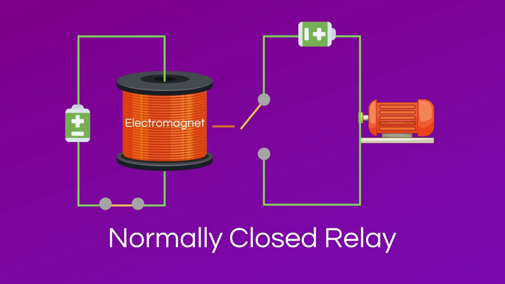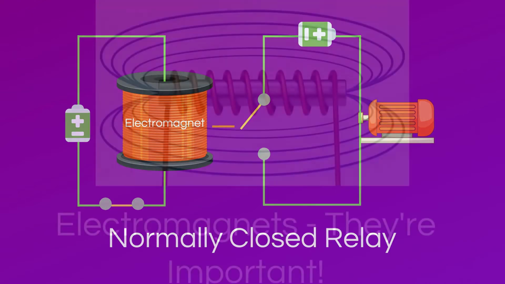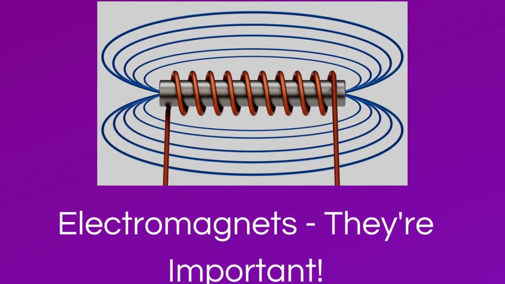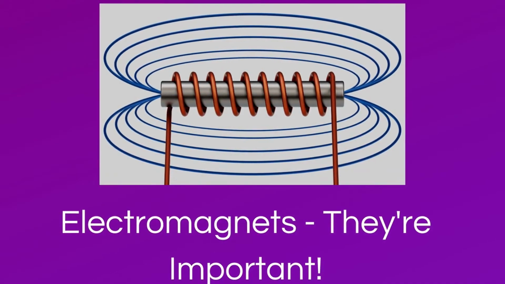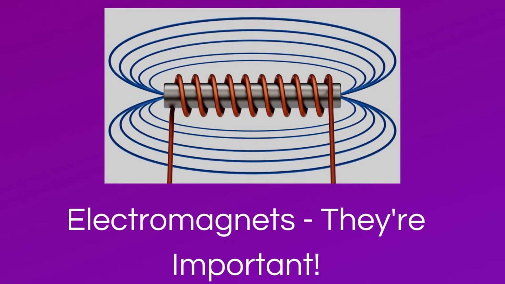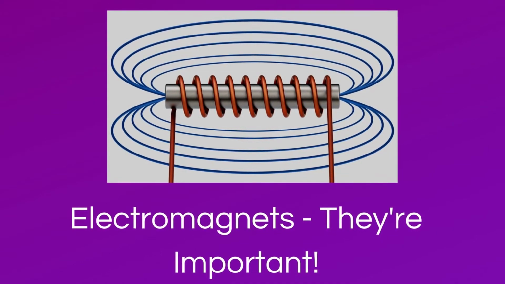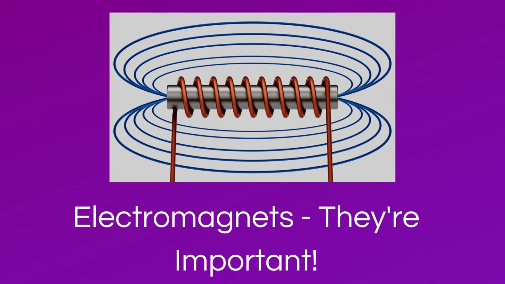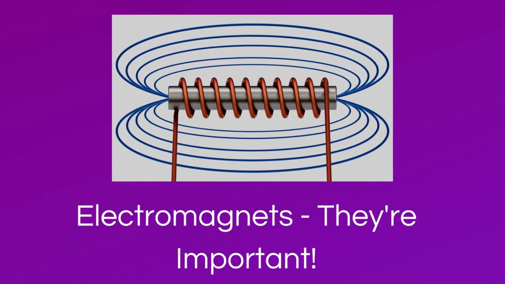Before moving on to key characteristics of a relay, it's important to go over the basics of an electromagnet. Electromagnets are used in many other electrical applications, such as transformers and motors. Therefore, a quick foundation of electromagnets will serve you well in your future electronic studies.